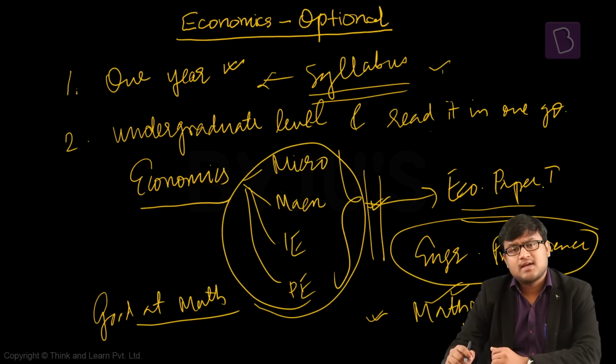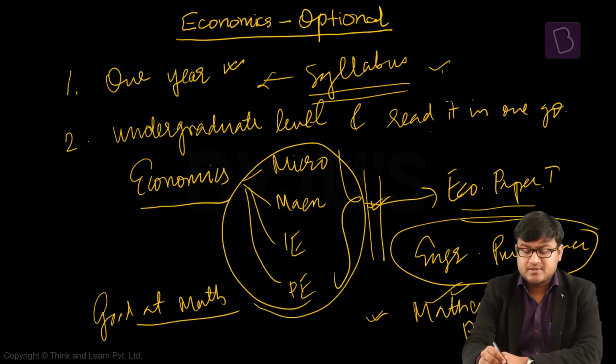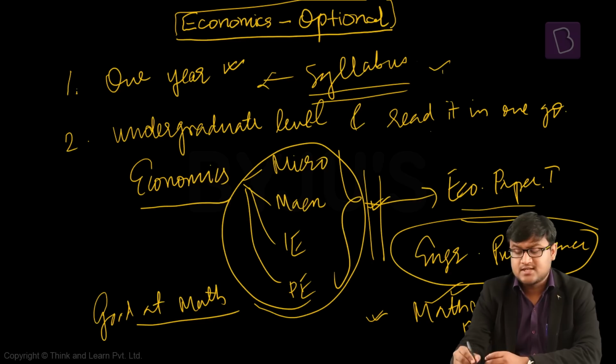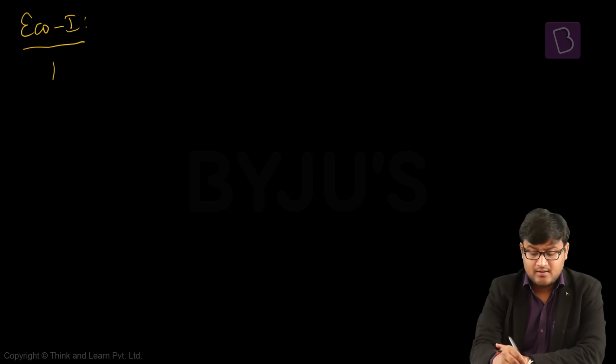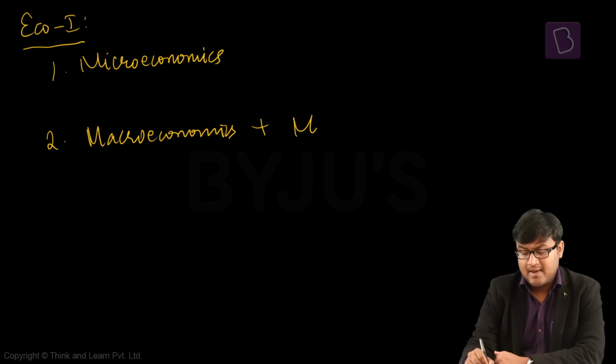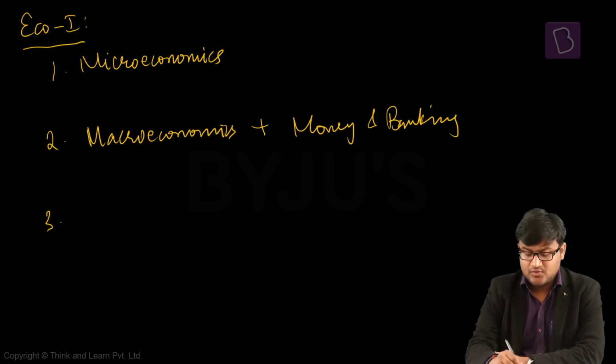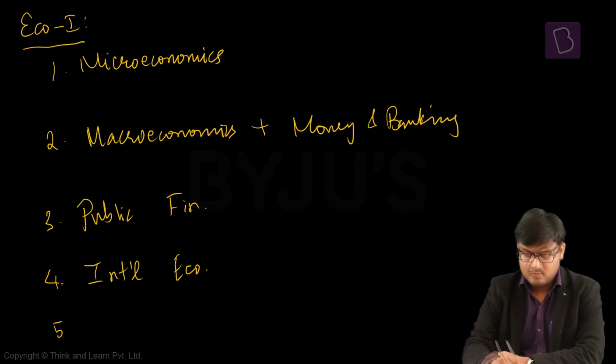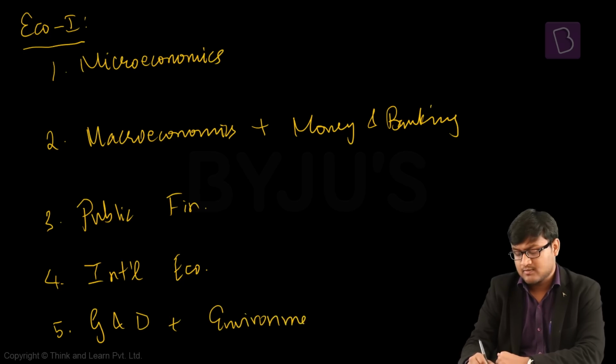Now let me talk about the economics optional. Economics optional, like every other optional, is divided into 2 papers, paper 1 and paper 2. In paper 1, the topics covered are microeconomics, second one is macroeconomics. I'll also club money and banking here. Then you will see public finance, international economics, growth and development plus I'll club environmental economics.